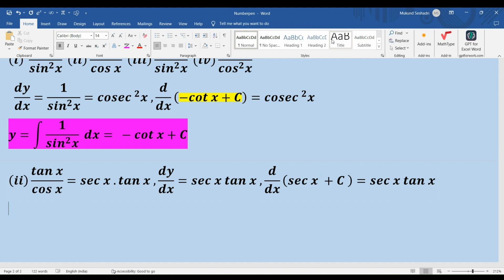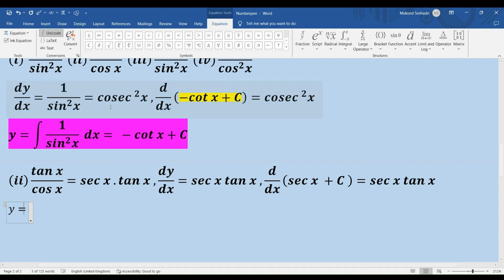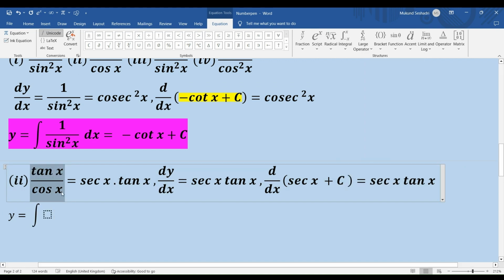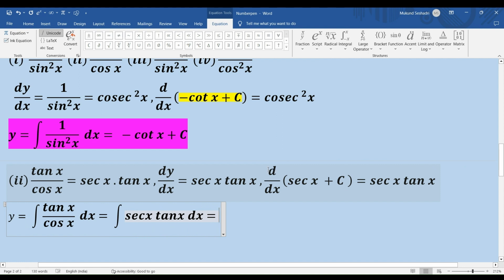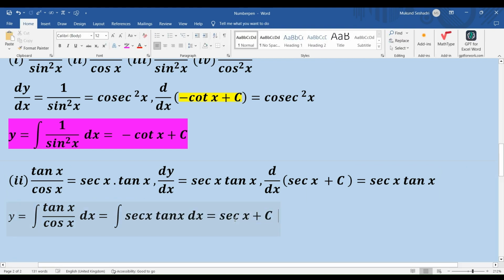So let me write down what is my y using the integral symbol. I've been asked to find the antiderivative of tan x by cos x, which I represent by the integral of tan x by cos x dx, which is nothing but secant x tan x dx, which is nothing but, I go back to what I wrote just now, secant x plus c, right? So that will be my answer for this particular problem. Let me highlight it in pink before we move to the next problem.